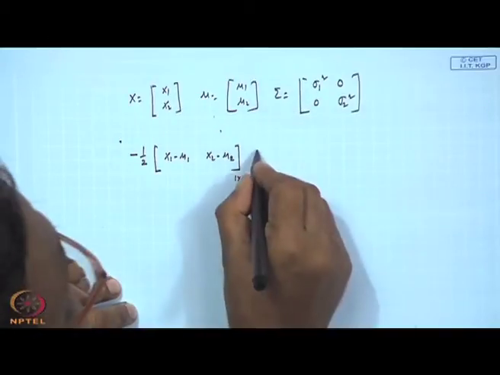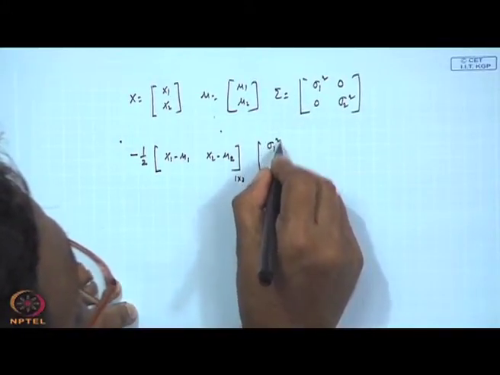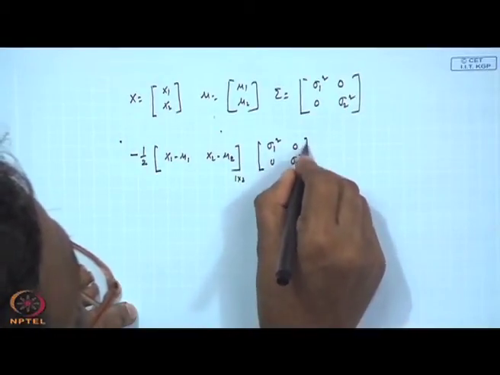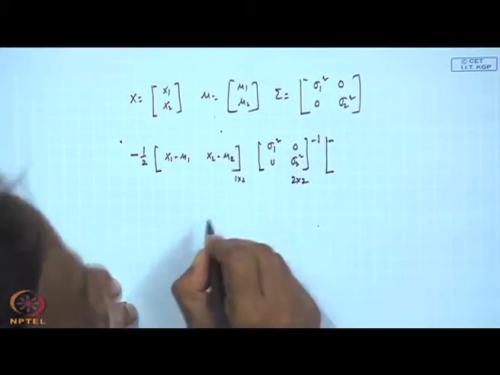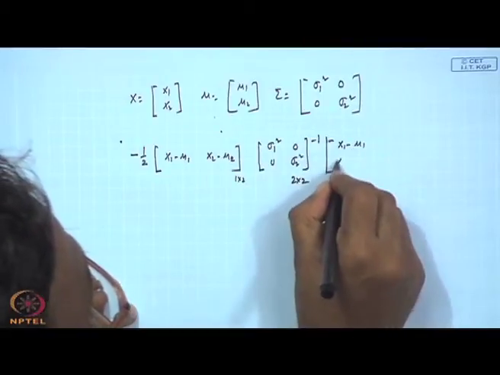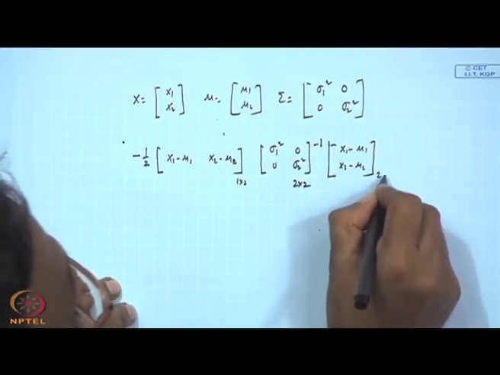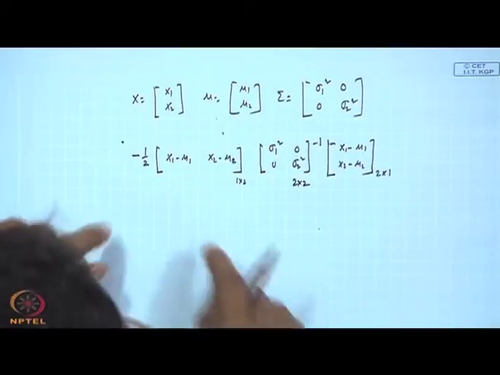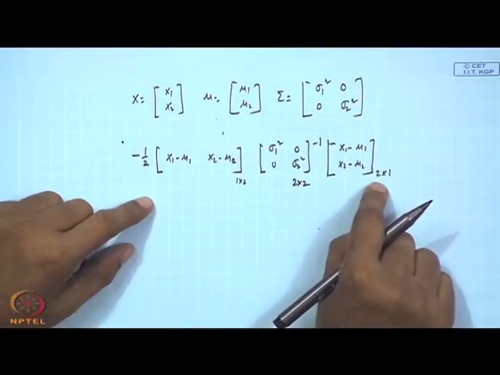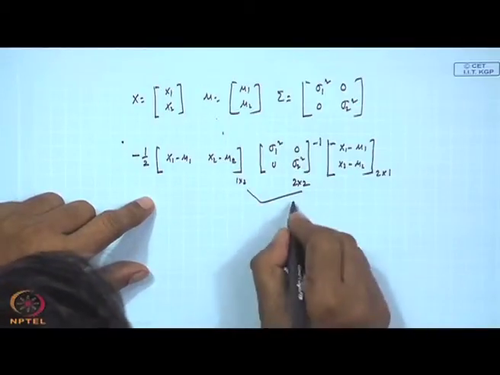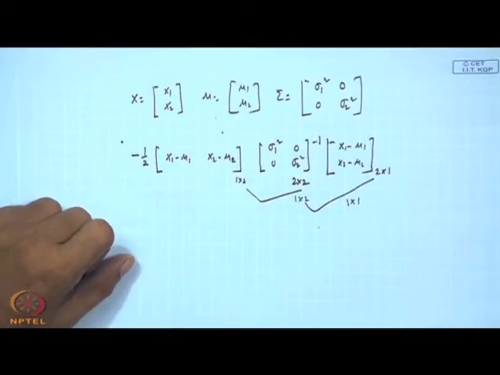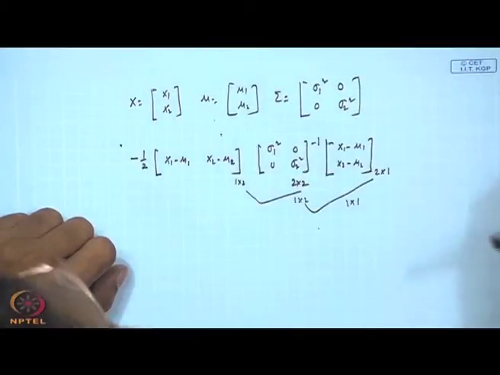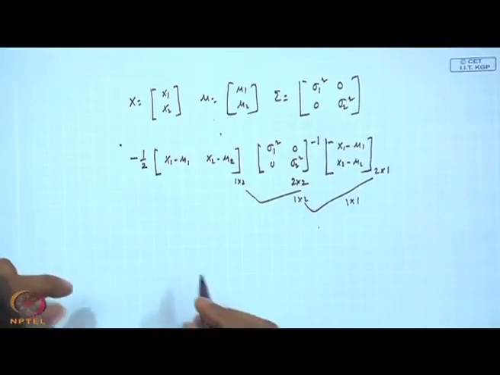Okay. Now what do you want? Sigma 1 square 0 0 sigma 2 square, this inverse, that is 2 cross 2, then x1 minus mu 1, x2 minus mu 2, this is your 2 cross 1. So what is the resultant quantity? 1 cross 2, 2 cross 2, 2 cross 1, it is a 1 cross 1. It is the density, exponential to the power of this constant value, you will get some value and the density will be calculated. Okay. Now what is the inverse?